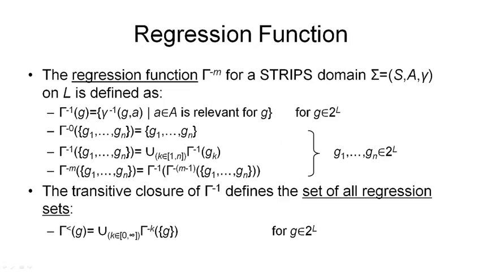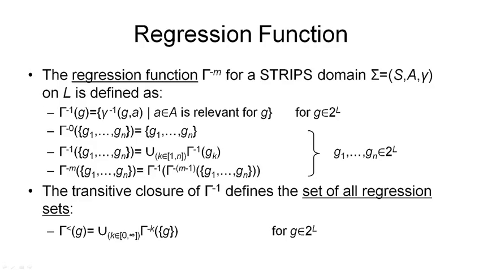Relevance and regression sets tell us how we can move through our state space backward. They tell us how we can, given a goal and a relevant action for this goal, compute a new sub-goal that constitutes a new search state for our backward search. So here is how we can define the successor function for the backward search, which is equivalent to the reachability analysis we did for forward search.